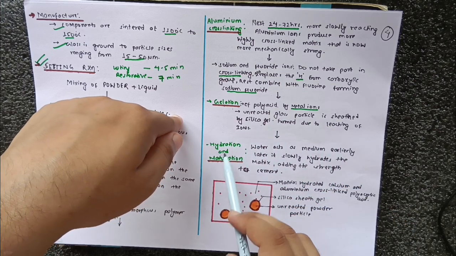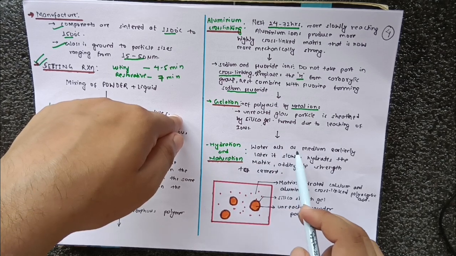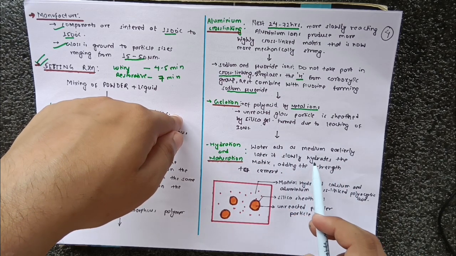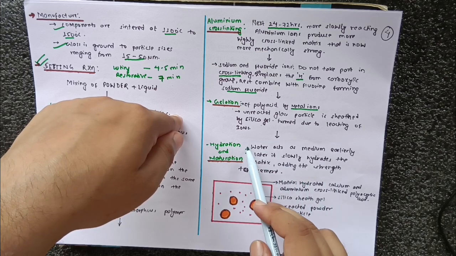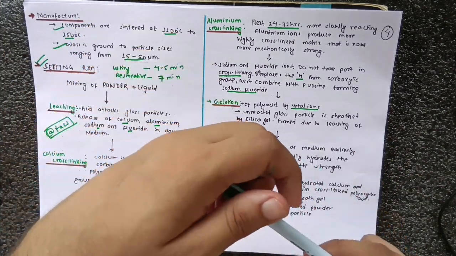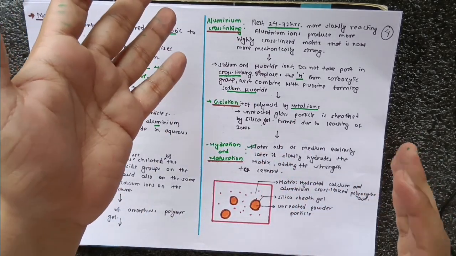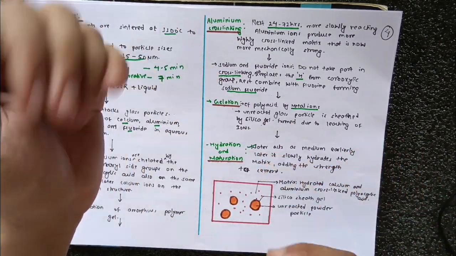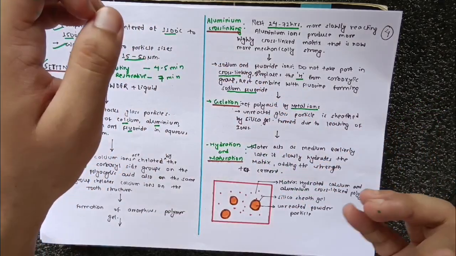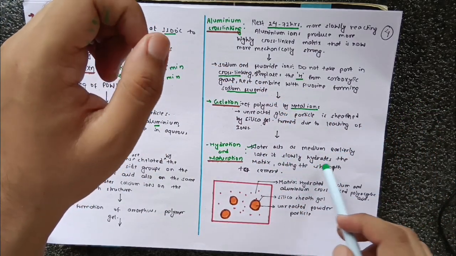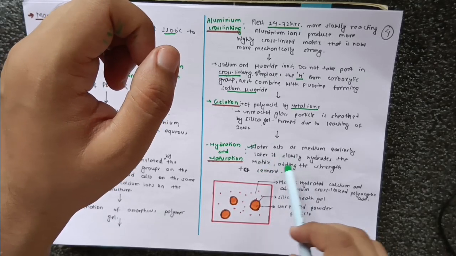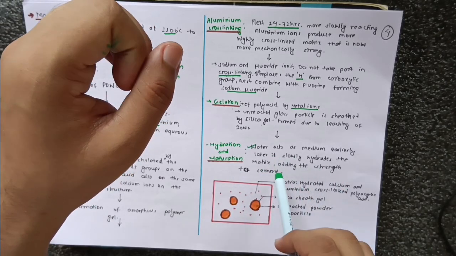After that, hydration and maturation happen, and water acts as a medium in this hydration and maturation process. Later it slowly hydrates the matrix, adding strength to the cement. Hydration and maturation is simple to understand. Water acts as a medium earlier, but after all the cross-linking and gelation is completed, it just hydrates the matrix, adding strength to the cement.